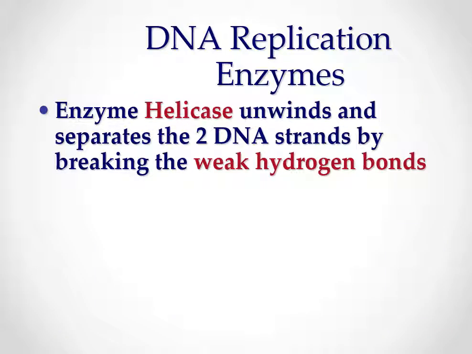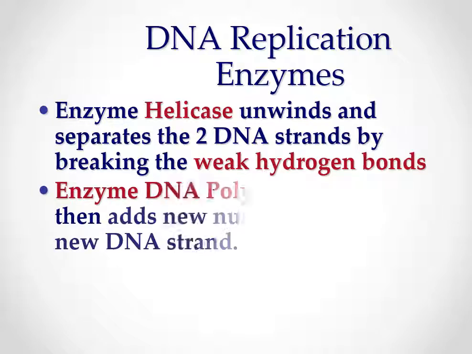There are 2 enzymes. Remember, enzymes speed up chemical reactions? These enzymes are extremely important. We have to know the difference between them. First, helicase. Anytime you see 'ase', it is an enzyme. Helicase unwinds or unzips the 2 strands, because it can break those weak hydrogen bonds.